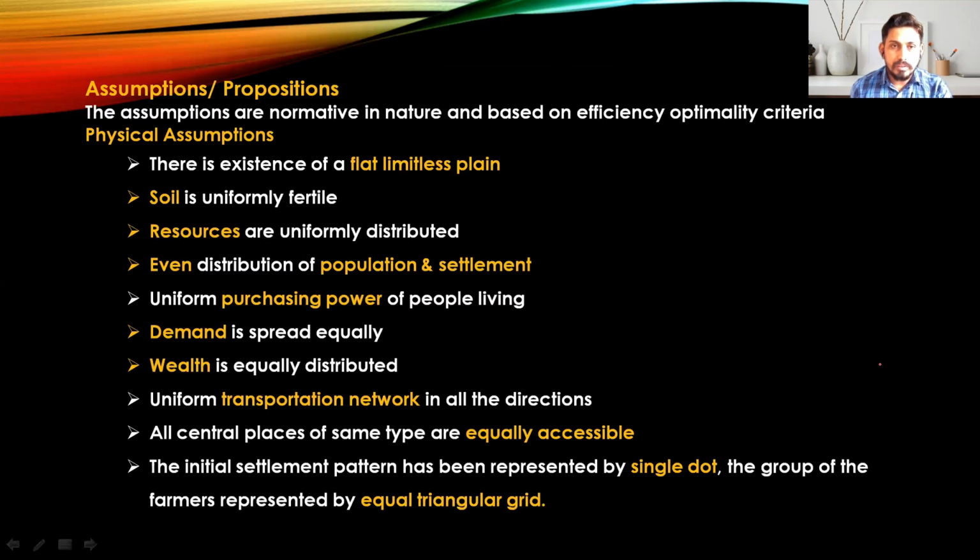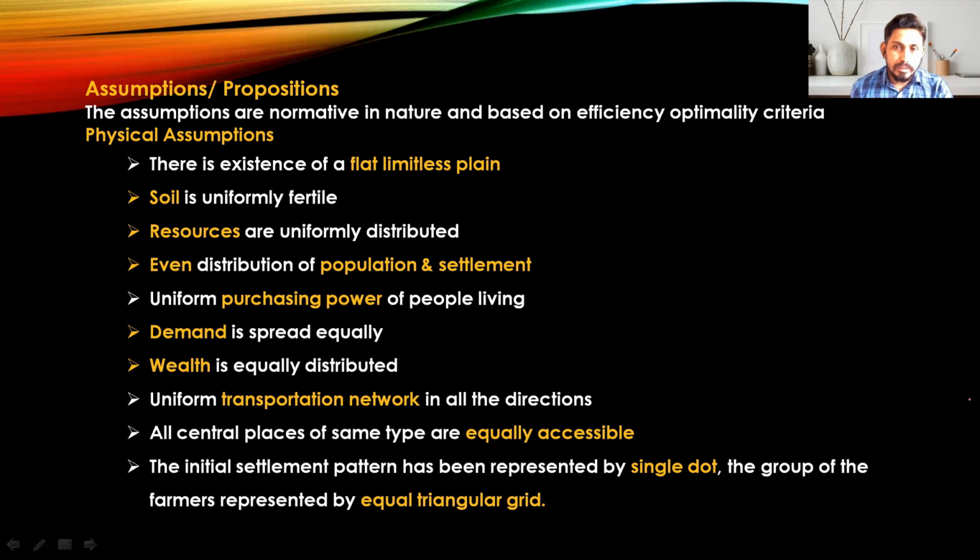Each and every theory has certain assumptions. So this theory also has physical and behavioral assumptions. When we look at the types of assumptions, most of them are normative in nature and based on efficiency and optimality criteria. So rational thinking was taken into consideration when he put forward the theory. These assumptions are divided into two major categories: physical assumptions and behavioral assumptions.